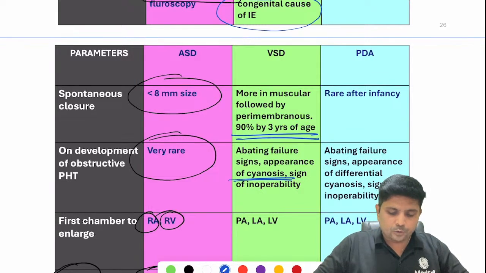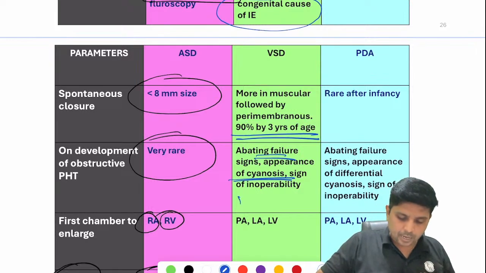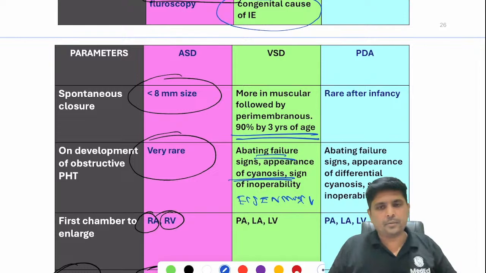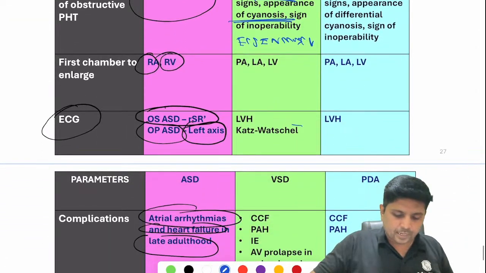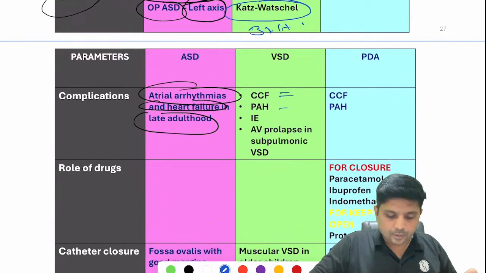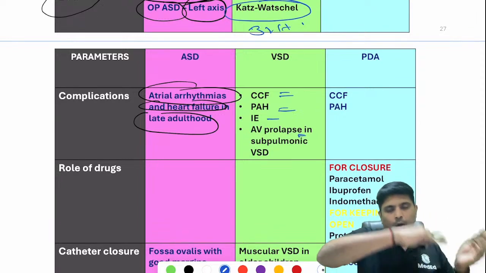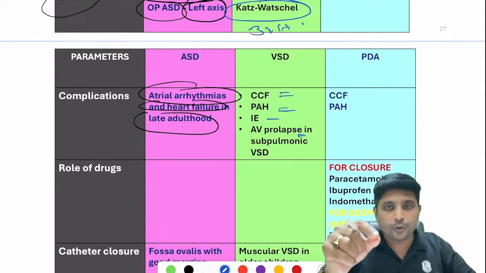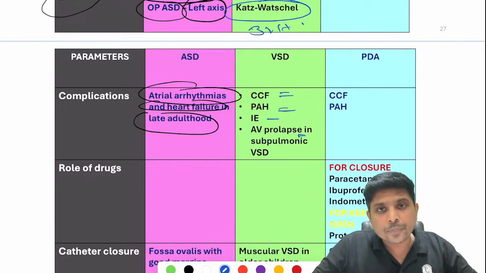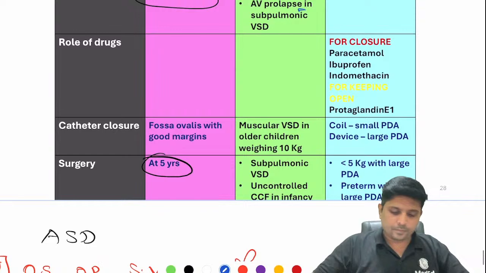But when you have cyanosis, so what is this? When failure goes, cyanosis comes. As I explained, this is called Eisenmenger syndrome. Katz-Wachtel phenomenon is biventricular hypertrophy, as I explained to you. So it can lead to CCF, Eisenmenger syndrome, infective endocarditis. When it is allowed to close spontaneously, your inlet and outlet defects can lead to pulmonary, aortic, and tricuspid regurgitation.